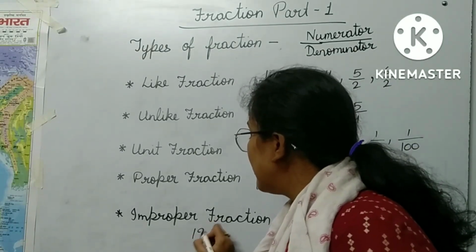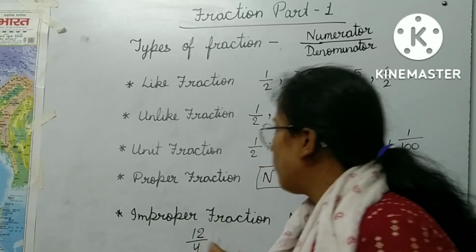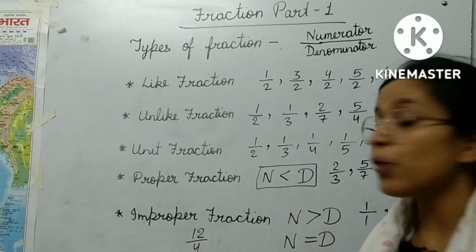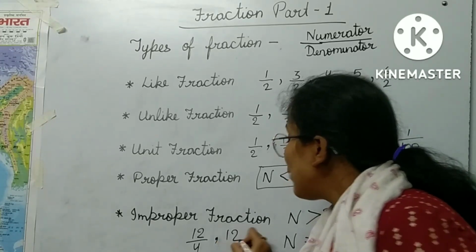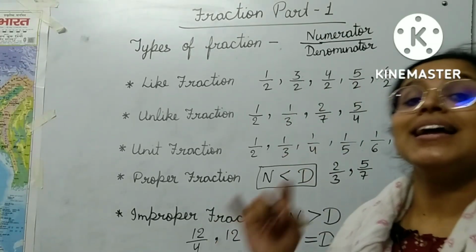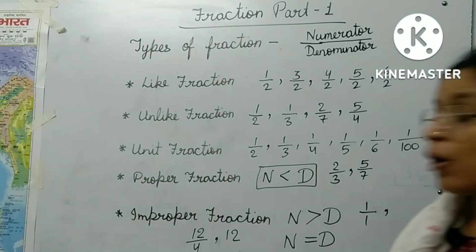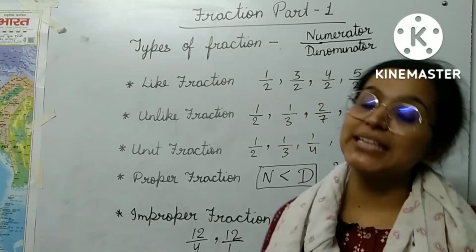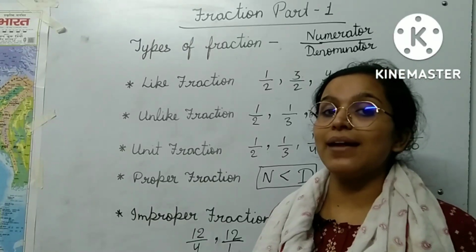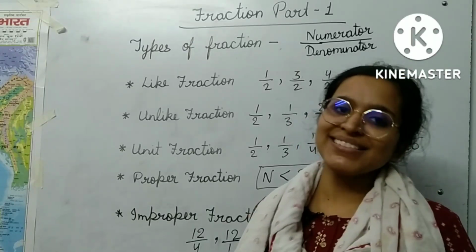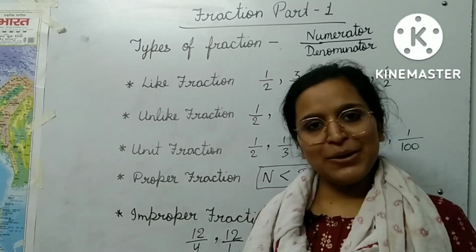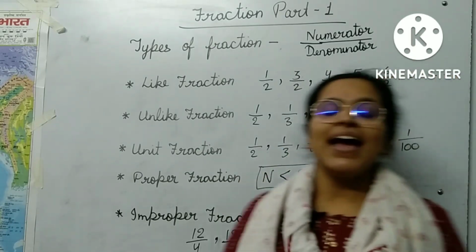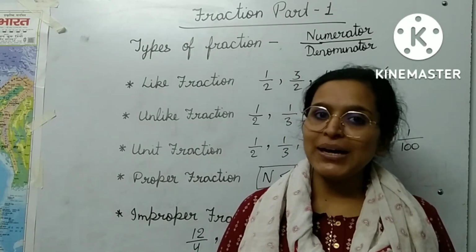Now see a few more examples I am writing here. Let me write 12 by 4. What is this, proper or improper? Improper fraction. Simply 12, proper or improper? Improper. Why improper? Because all numbers have 1 in the denominator. Now I hope it is clear to you what the types of fraction are, and this was fraction part 1.